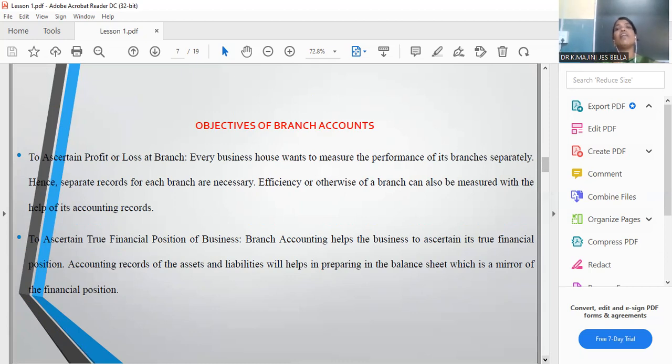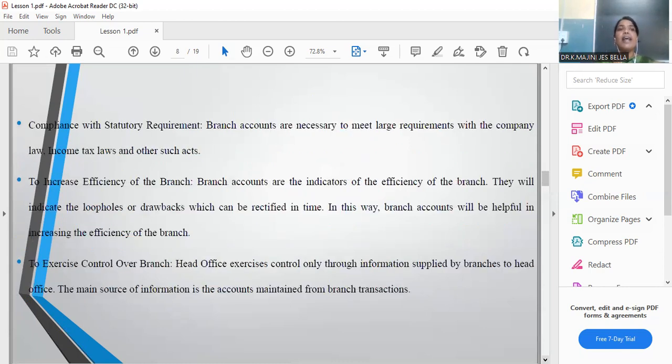So the branch accounting will help the business to ascertain its true financial position. Accounting records of the assets and the liabilities will help in preparing the balance sheet, which is a mirror of the financial position. Then next we can see the next objective, compliance with the statutory requirement. Branch accounts are necessary to meet legal requirements under the Company law, income tax laws, and other such acts.